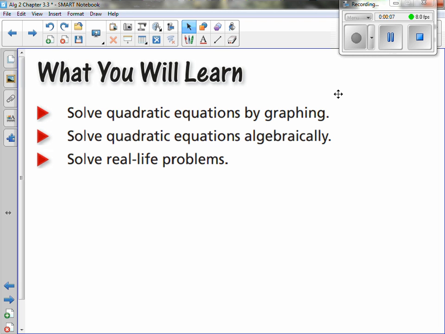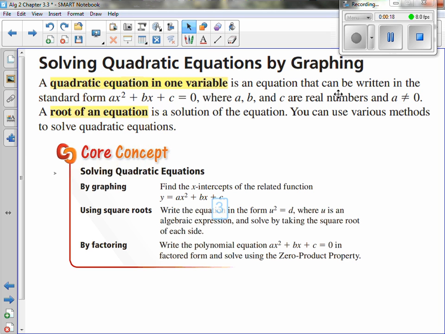So what we're looking at today is another way to solve quadratic equations. We're going to have at least 5 different ways that we're going to solve them. And the ways that we're going to go over today, there's 2 of them. One of them is going to be by graphing, and the other is going to be by the square root method.